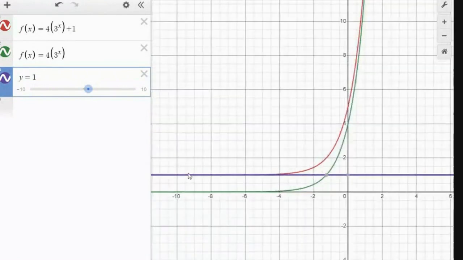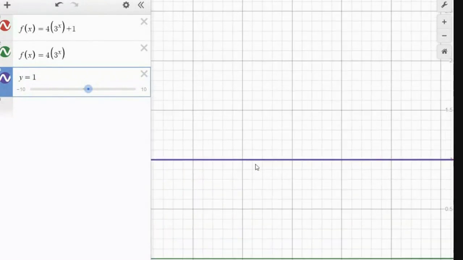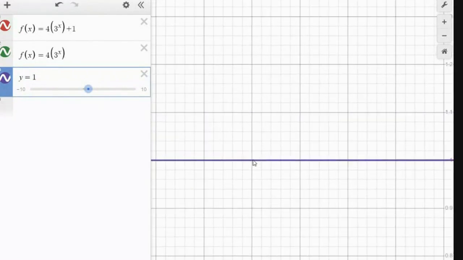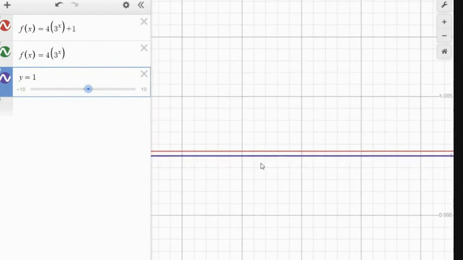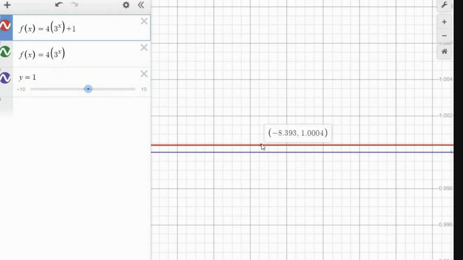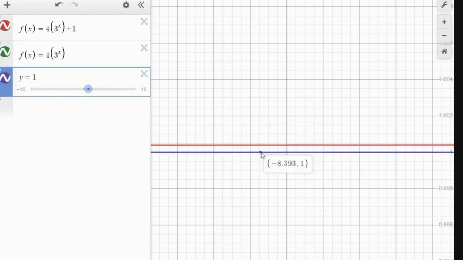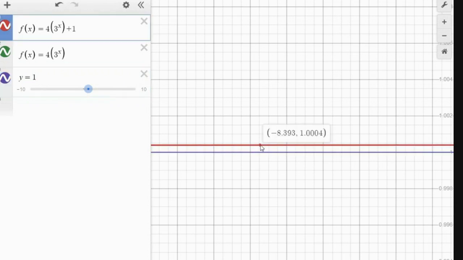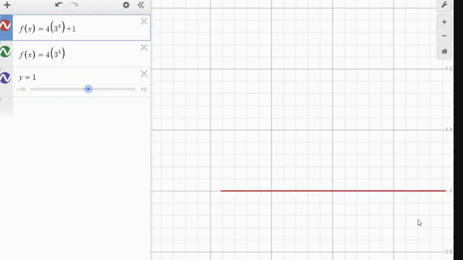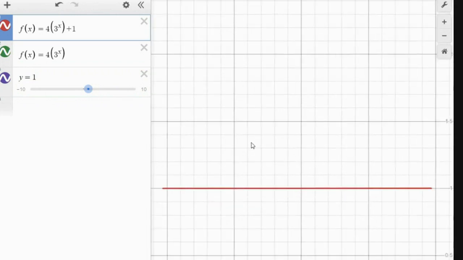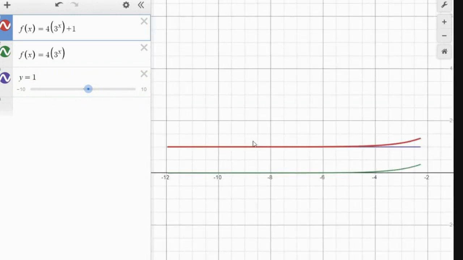But if we were to zoom way in on that, let's try to see how close we can get here. We'll eventually see that the red is not touching the purple. It's 1.0004, where this is just 1. It's just getting closer and closer as it goes down. The more we zoom in, the more we see that difference. But when we zoom back out where we were, it certainly looks like it's touching it. But it's not.